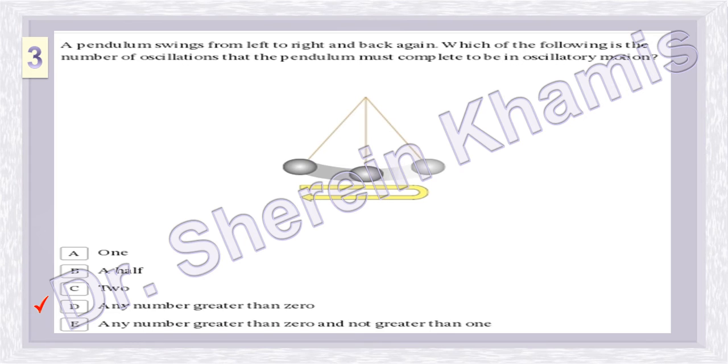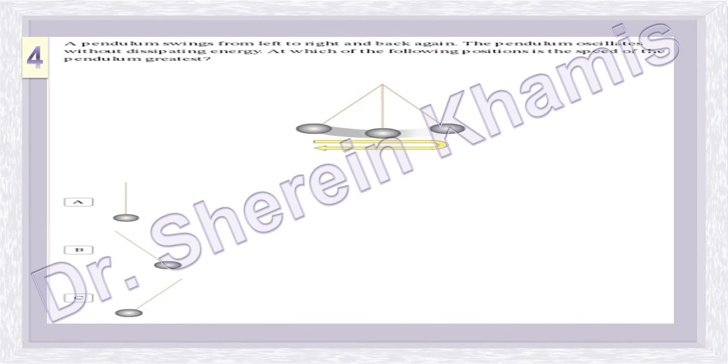Okay, let's go into question 4. Question 4 says a pendulum swings from left to right and back again. The pendulum oscillates without dissipating energy. At which of the following positions is the speed of the pendulum greatest? We said that we have maximum speed, or maximum velocity, when we pass through the equilibrium position, the recharge point in the middle, in the center. So the right answer will be letter A.